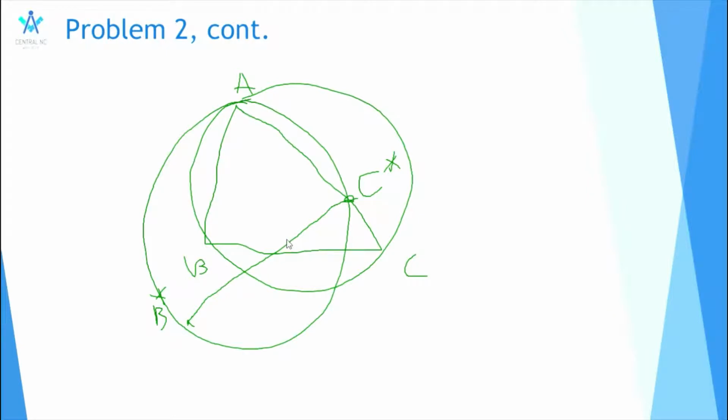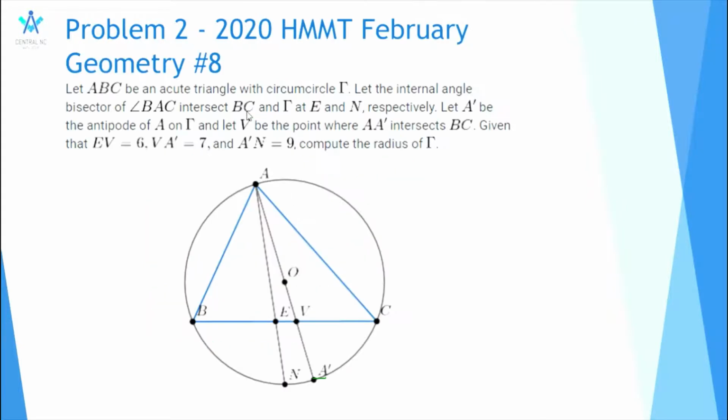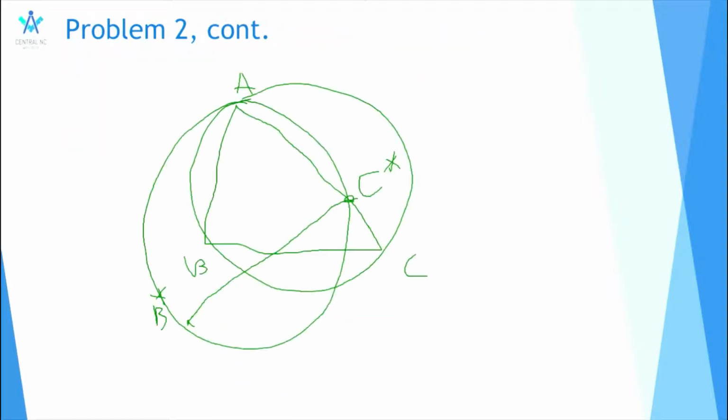And because it's a well-known fact that AO and AH, where H is the orthocenter, are isogonal reflections over the angle bisector, it turns out A prime is actually going to be the foot of A to BC. Isn't that interesting? Let's call this point H_A.